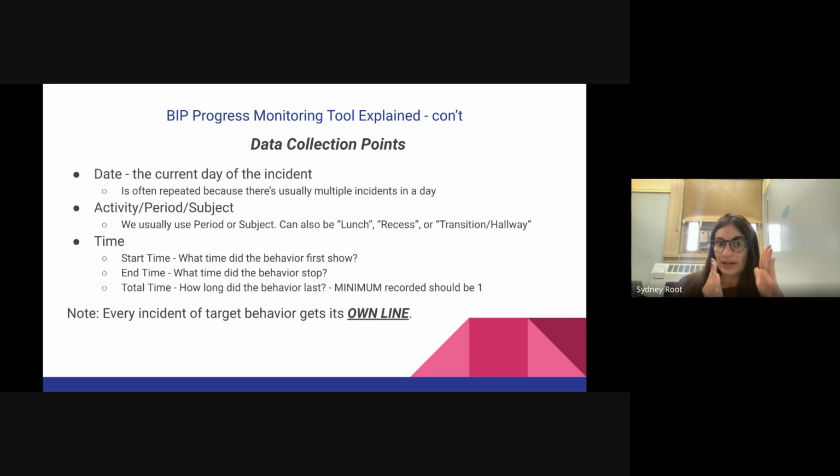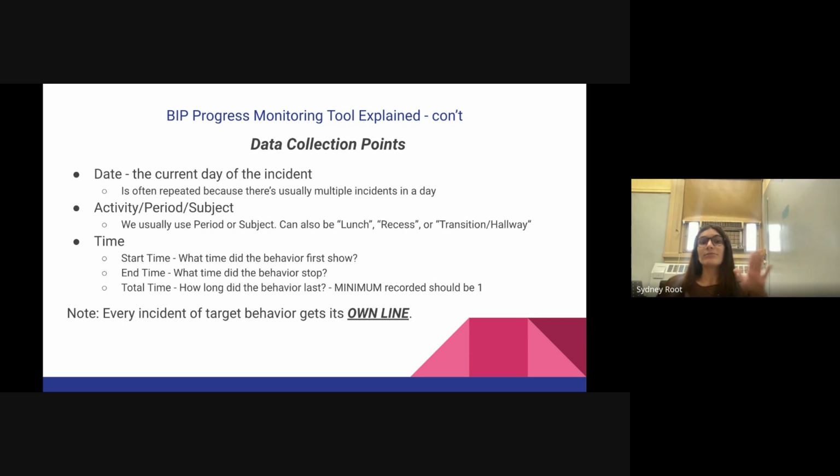Then the next part is the activity/period/subject, and you'll write what activity or what was going on at the time the student was doing it. So this could be lunch, recess, transition, math, field trip, etc. Just so you can keep track of what time of day this happens, as well as so we can see if there's a trend, like, hey, these behaviors are really happening during lunch. Maybe there's something during lunch that might be triggering the students to partake in these behaviors.